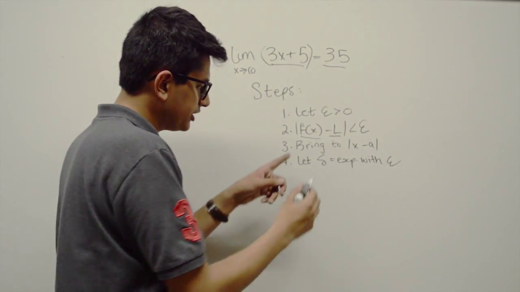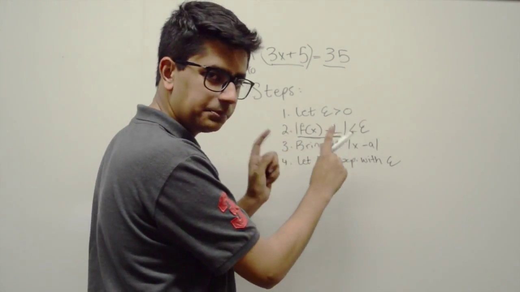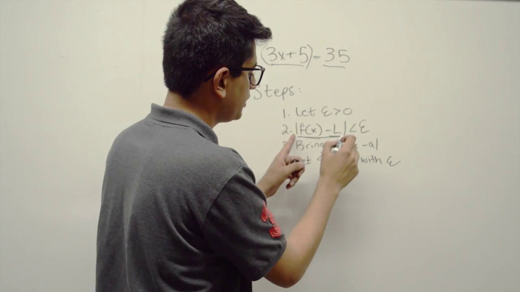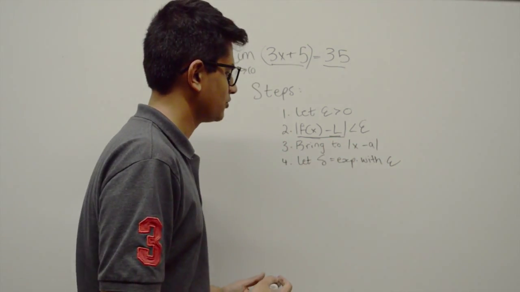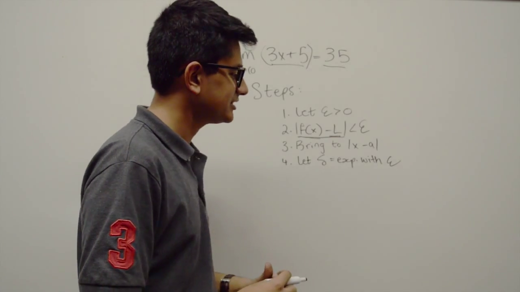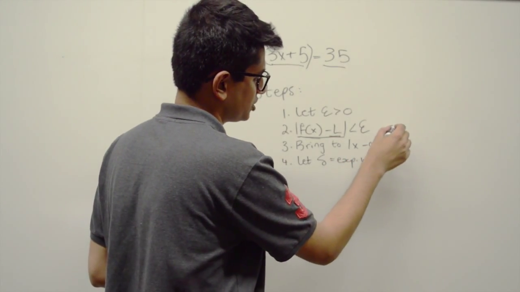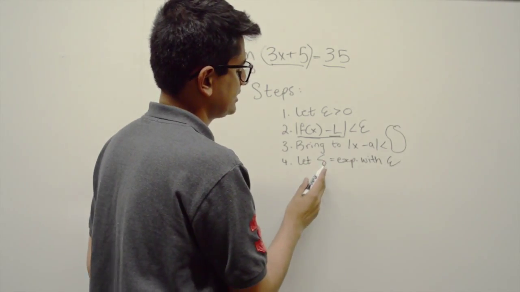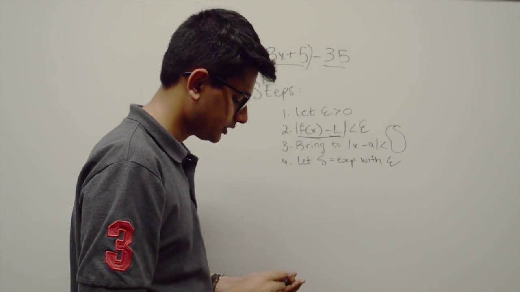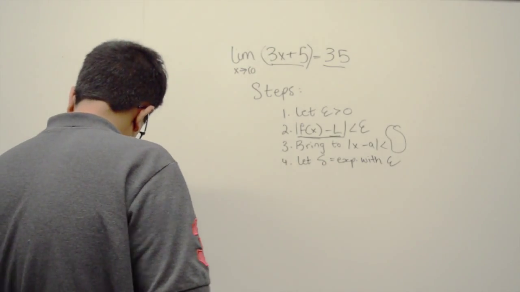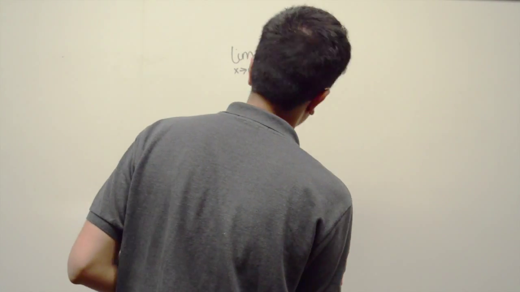The next step is bringing this expression, |f(x) - L|, manipulating it in some way to bring it to look like |x - a|. And this, again, will make more sense as I go through the process. Our final step is, once we have |x - a| smaller than some expression, we should let delta equal this expression with epsilon. Okay, once we have that, now I will quickly solve this problem.